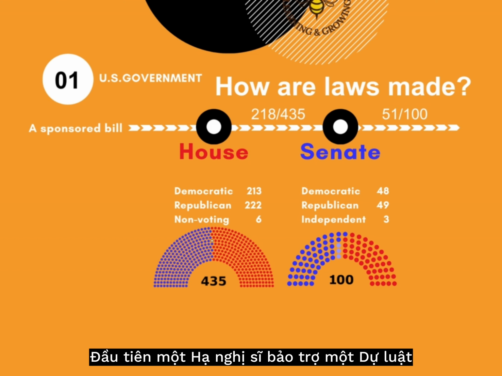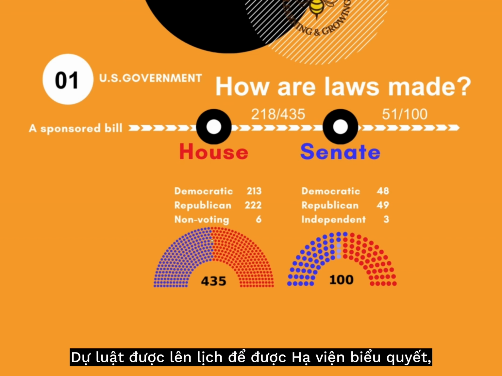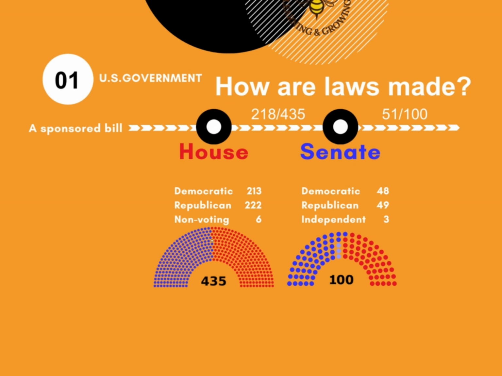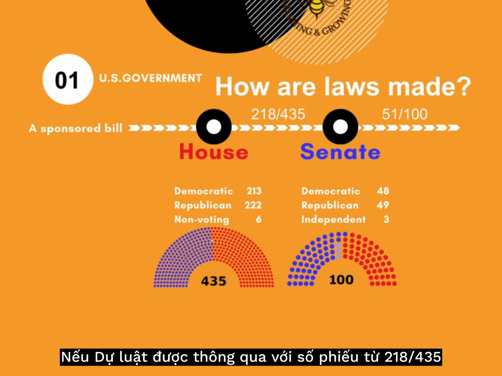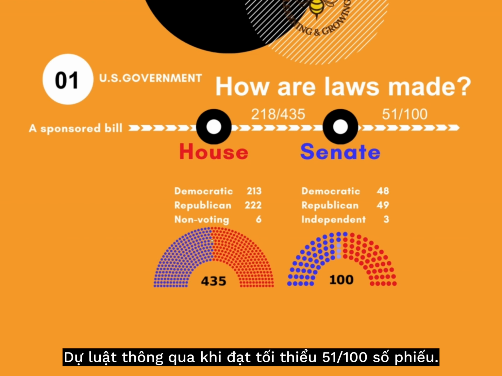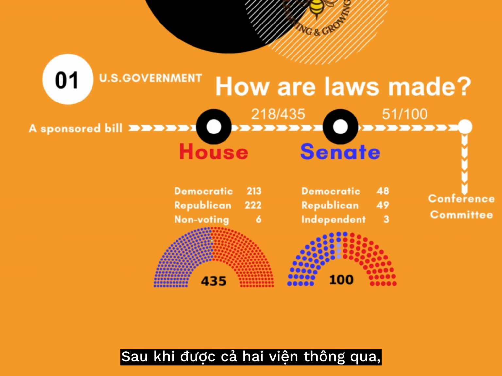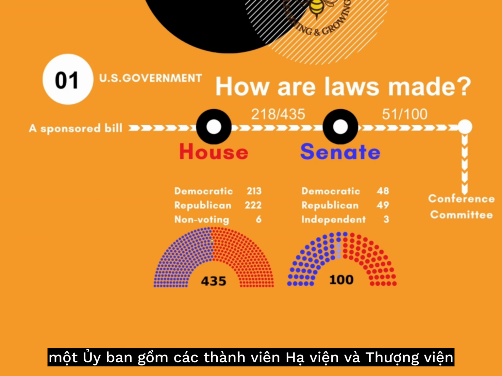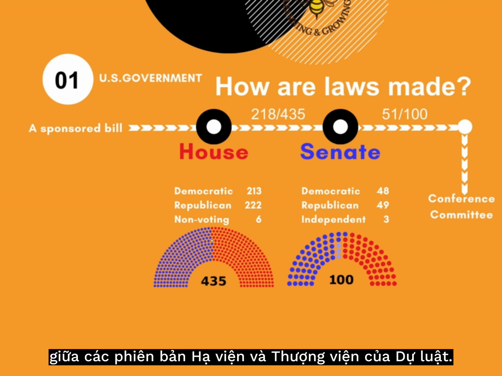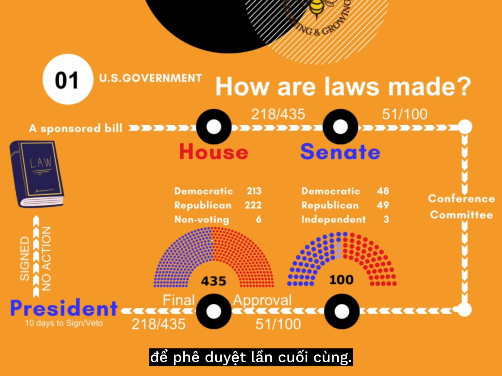First, a representative sponsors a bill. The bill is then assigned to a committee for study. If released by the committee, the bill is put on a calendar to be voted on, debated, or amended. If the bill passes by a simple majority, 218 of 435, the bill moves to the Senate. In the Senate, the bill is assigned to another committee and, if released, debated and voted on. Again, a simple majority, 51 of 100, passes the bill. After being passed by both chambers, a conference committee made of House and Senate members works out any differences between the House and Senate versions of the bill. The resulting bill returns to the House and Senate for final approval.